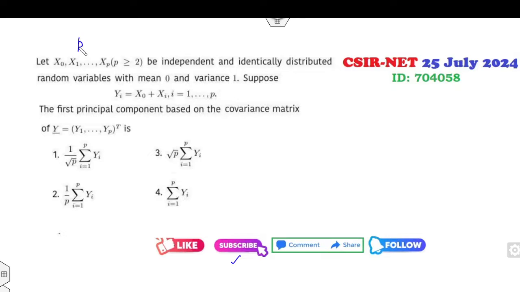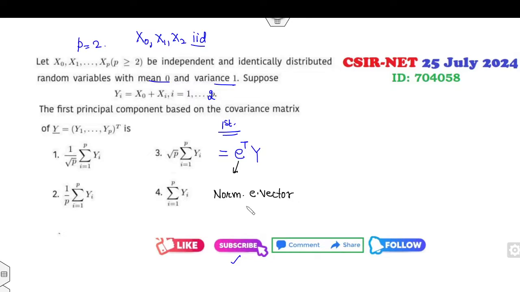Let p be 2. Your points are x0, x1 and x2. They are IID such that their mean is 0 and variance is 1, and yi are defined to be this. So p is 2. How can you define the first principal component? It will be E transpose into Y. What is E transpose? That will be my normalized eigenvector corresponding to the first largest eigenvalue. So your target is to find the eigenvalue.